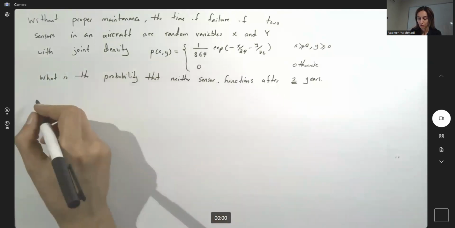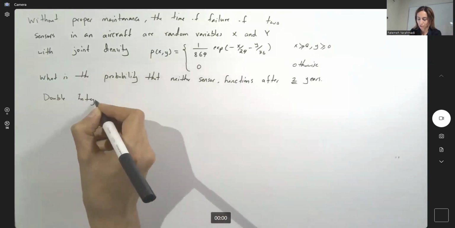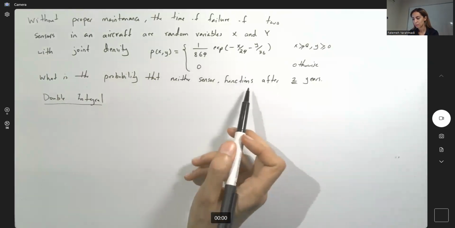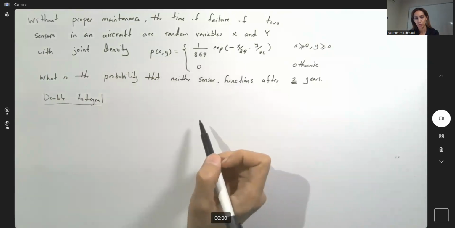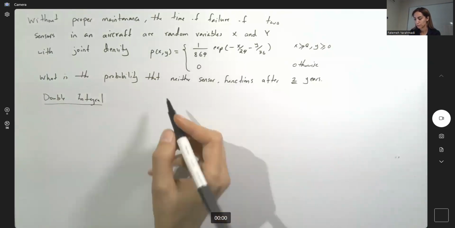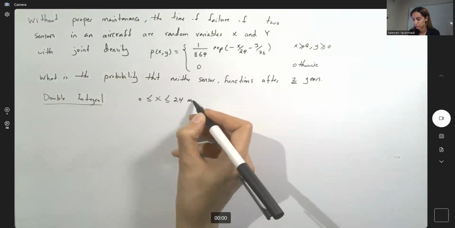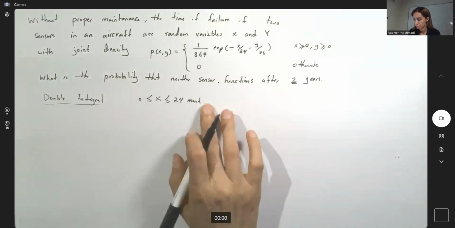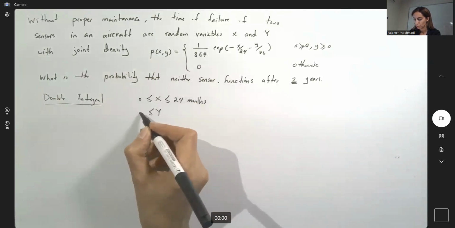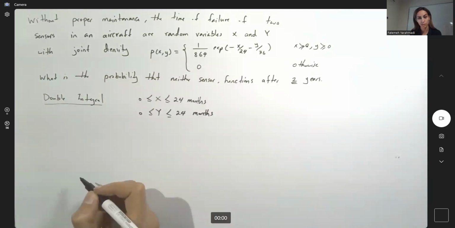So basically, we have a double integral to calculate. It says neither of them functions after 2 years. It means that their life is within 24 months. X is bounded between 0 and 24 months. The same for Y. Y is bounded between 0 and 24 months. Let's set up the integral.